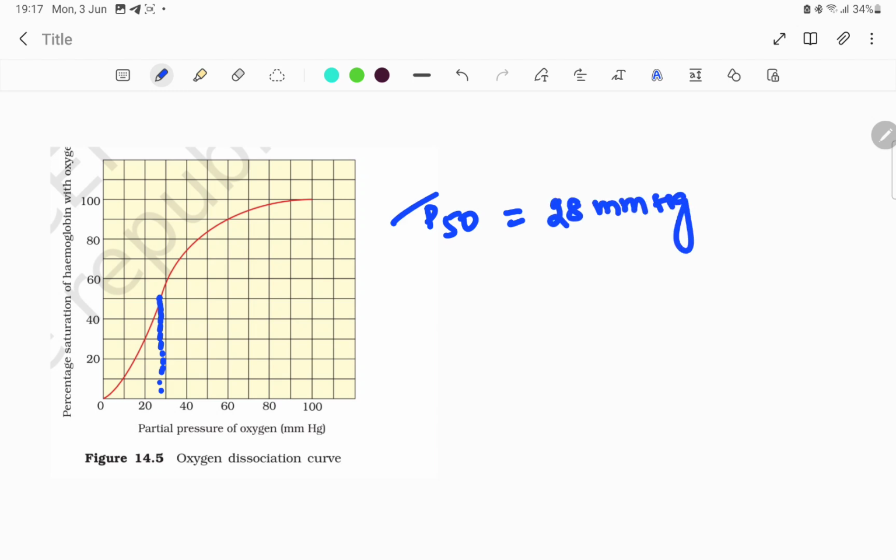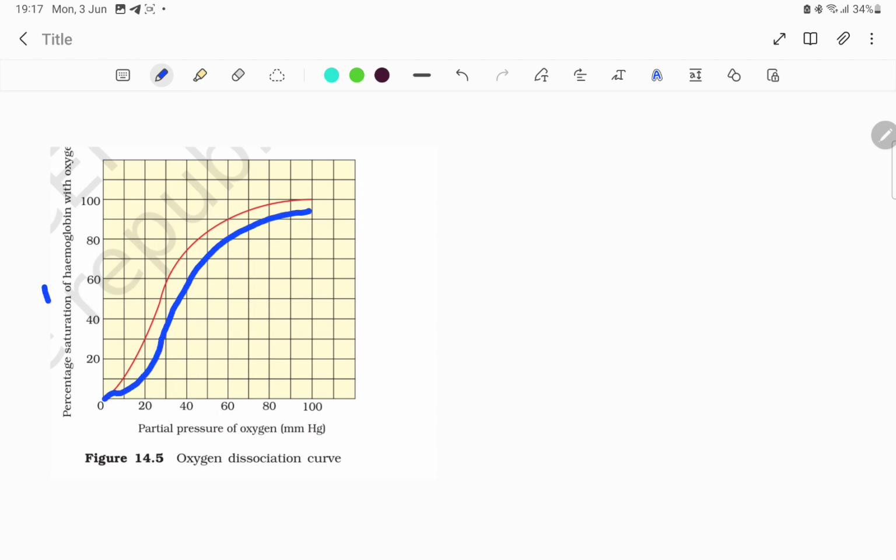This is very important. Now I'm going to draw one more sigmoid curve parallel to this sigmoid curve. See here, I'm going to draw it now. So this is the left side and this is the right side. The line I drew is on the right side of the original sigmoid curve, isn't it? This is called a right side shift of the curve.